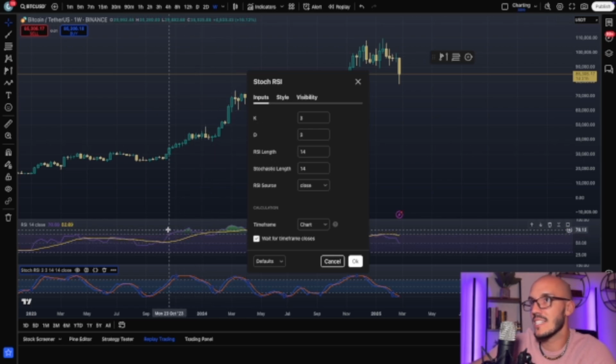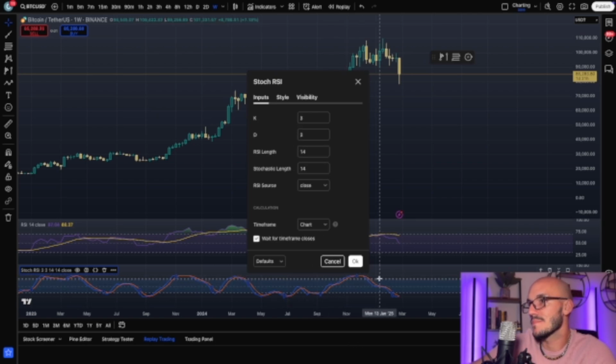Okay, same way as the classic RSI. But the other thing, you have these K and D lines. The K and the D lines are the orange line. This is based on a 3-day simple moving average.